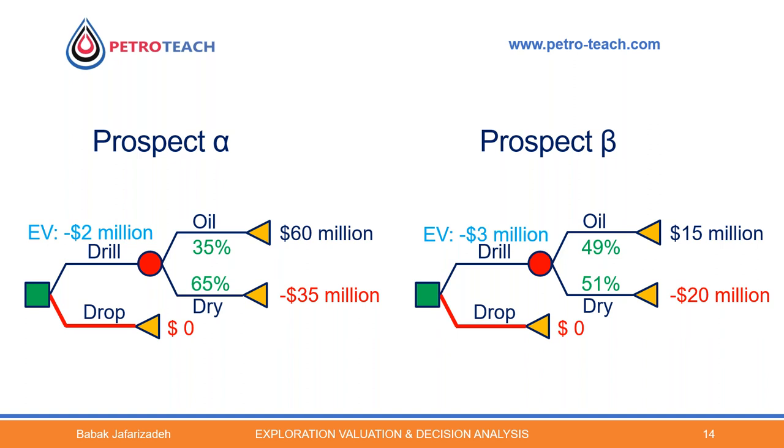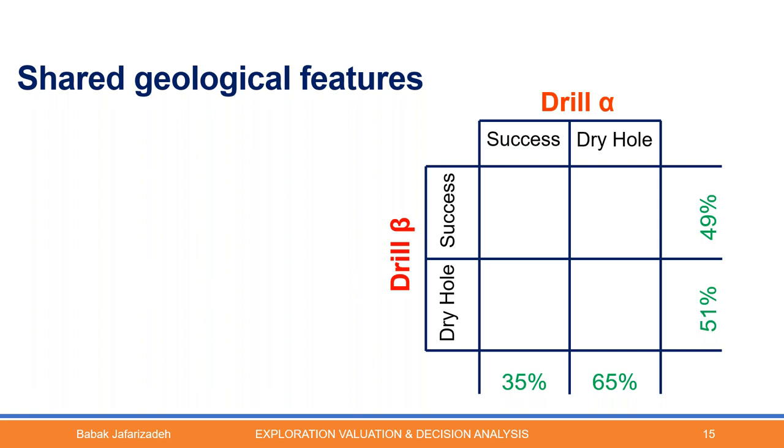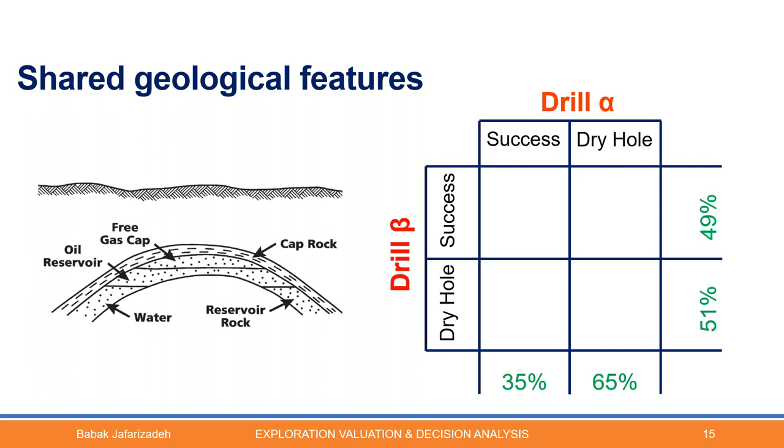But then we discussed this with the geologists and they said that, yes, of course, you included the information about the success or failure in these prospects. But they are in a common area and they share some geological factors. So the geologists start to discuss that, well, for oil or gas to be present, you need to have a cap rock, a seal, reservoir rock, and some hydrocarbon charge so that you have a discovery.